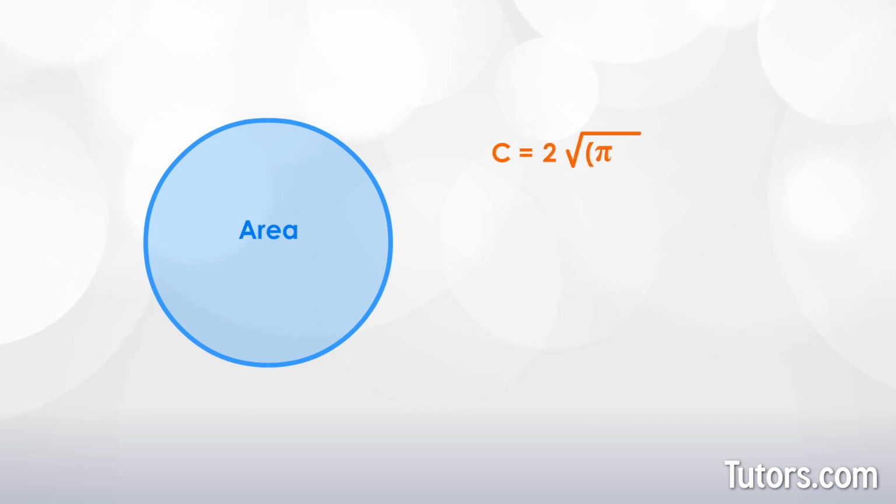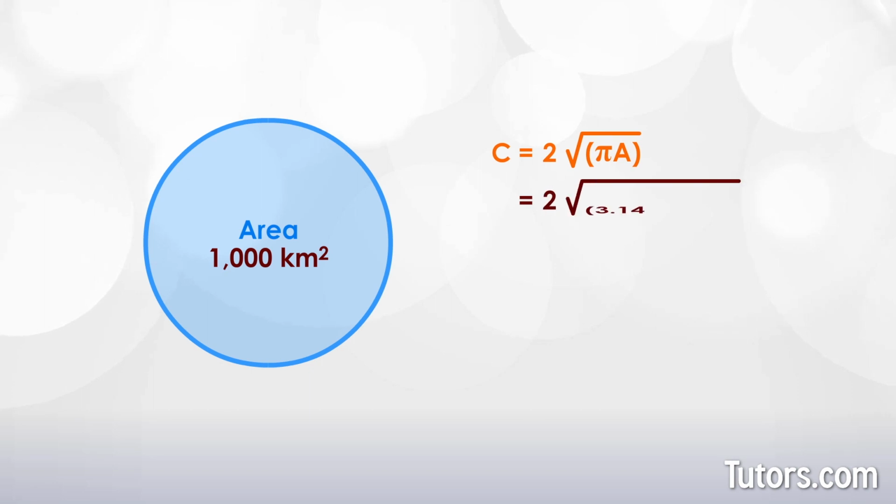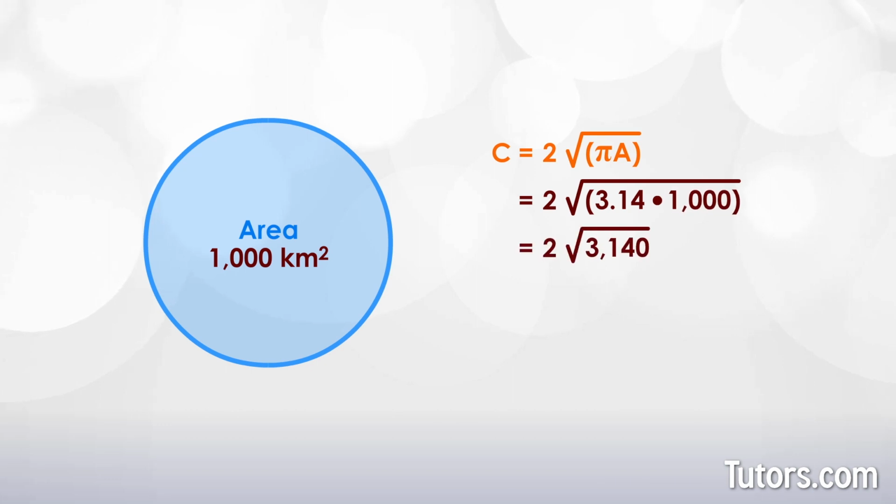To find the circumference of a circle from the area, you apply the formula C equals 2 times the square root of pi times A. Here is a circle with an area of 1,000 kilometers squared. We can plug in our known area into the formula and work from the inside out. We start by taking a value for pi, which is 3.14, and multiplying it times our given area. This gives us 3,140 kilometers squared.